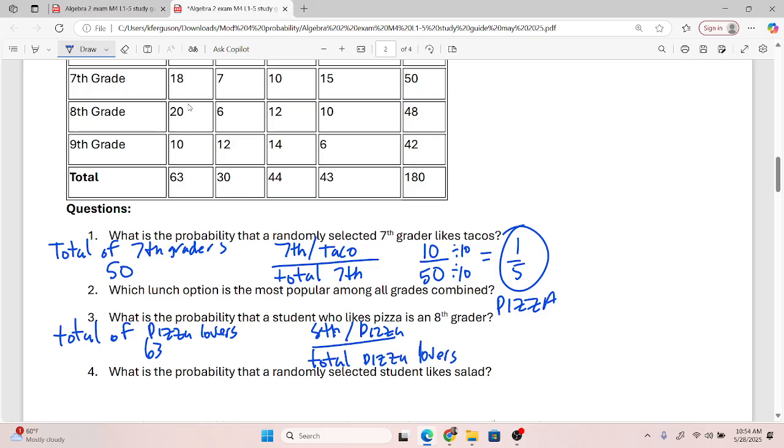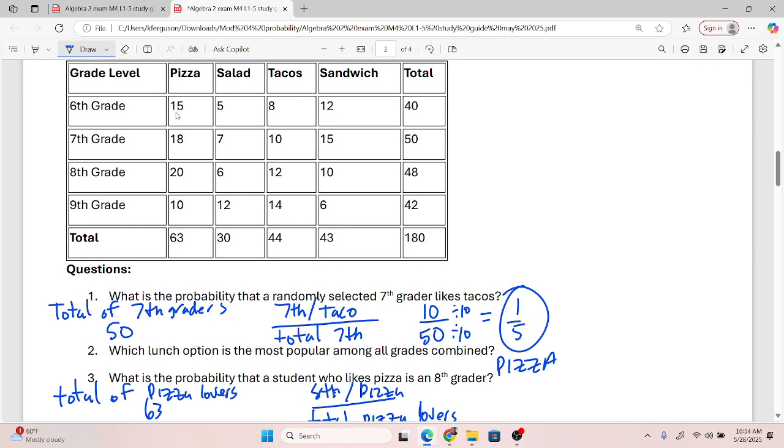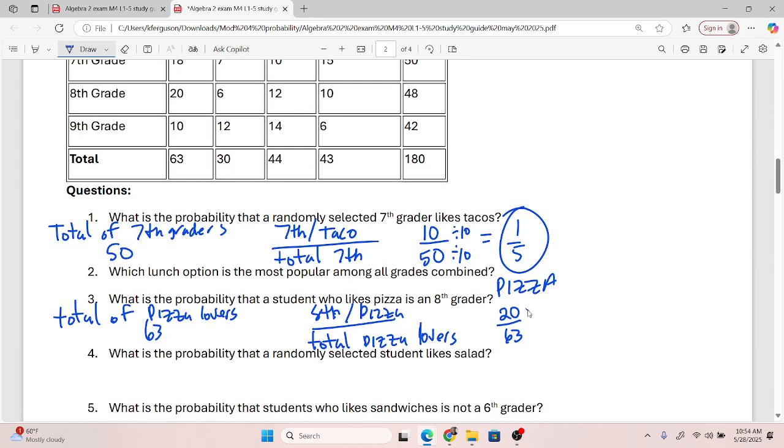Okay, so eighth graders that like pizza. Pizza, eighth grade, that's 20 of them. And then the total amount of pizza folks is 63. And 20 over 63 cannot be reduced. 20 can be divided by 2, by 4, by 5, by 10. 63 can be divided by 3 and 9. Don't work, so you keep it moving.